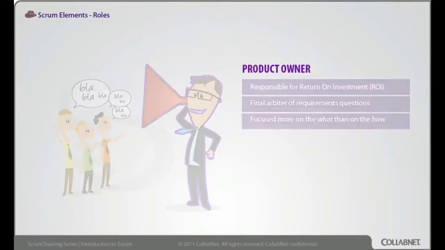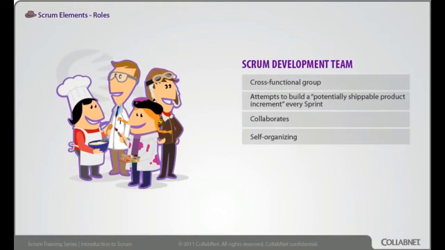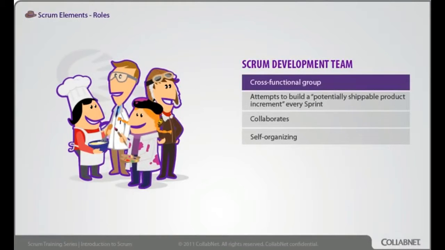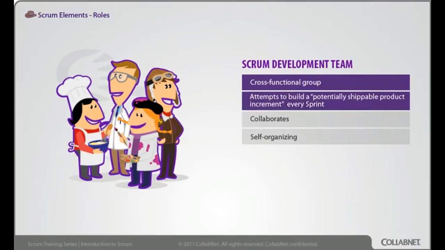Now we have the Scrum Development Team. The Scrum development team is a cross-functional group responsible for self-organizing to build a potentially shippable product increment every sprint. This is hard to do in the beginning, and today more and more teams are learning how to do it. You don't want to be the last team that learns how to do this.